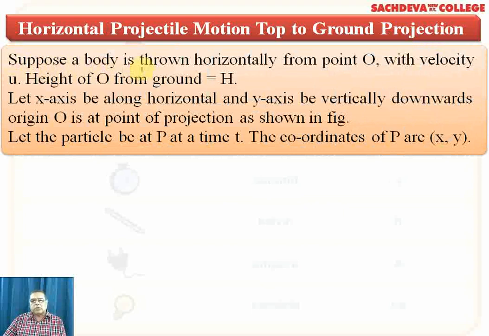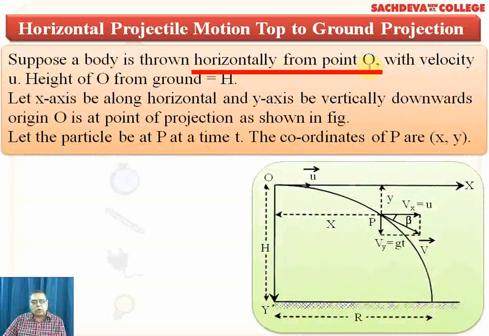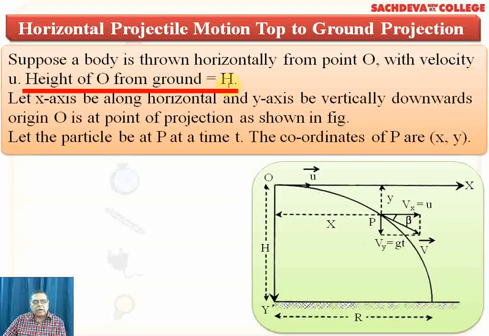Suppose a body is thrown horizontally from point O. Check the figure. So O is a point from where the projectile is thrown, and its initial velocity is u. Height of O from the ground is h. That is, the projectile is fired from height h, that is at O from the ground. So the body is thrown horizontally from point O with velocity u. Height of O from the ground is h.